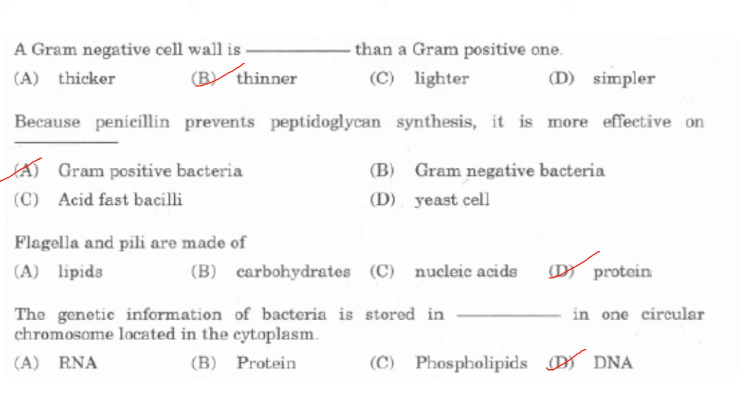Because penicillin prevents peptidoglycan synthesis, it is more effective on gram-positive bacteria, which have more peptidoglycan content than gram-negative bacteria. Then, flagella and pili are made up of protein. The genetic information of bacteria is stored in dash in one circular chromosome located in the cytoplasm. It is DNA. Genetic information of bacteria is stored in DNA in one circular chromosome located in the cytoplasm.